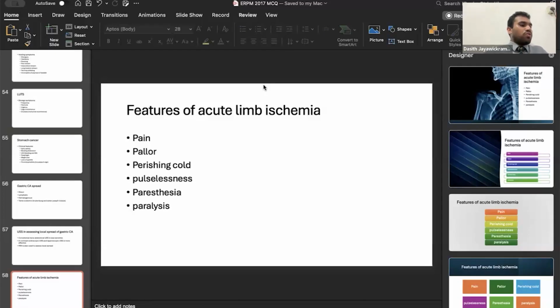Then what about the circulation? He's pale and confused. So what do you think this patient is having? Hemorrhagic shock, right? So what degree? What do you think? Grade 3 or 4? What do you think?